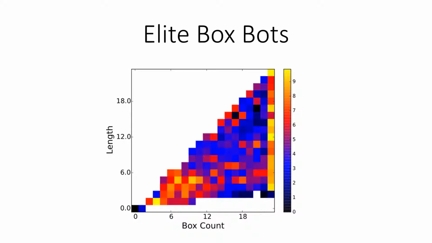The heat map shown here shows the most fit individuals found by any run of any treatment for the boxbot problem domain, and also reveals the chosen dimensions for this problem domain, which is the box count, or just the number of boxes in a given bot, up to 25, and also the length of the bot, which is the greatest distance between any two boxes.